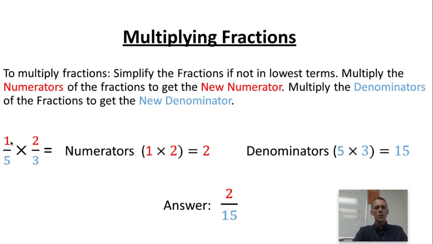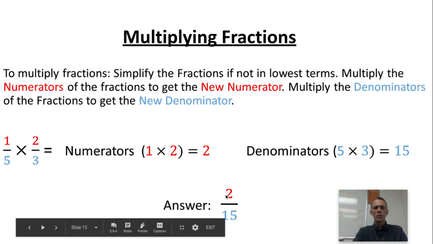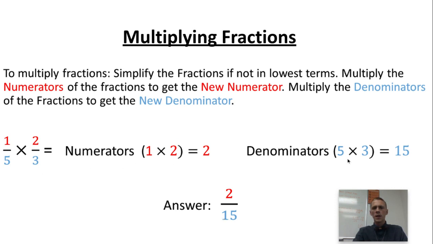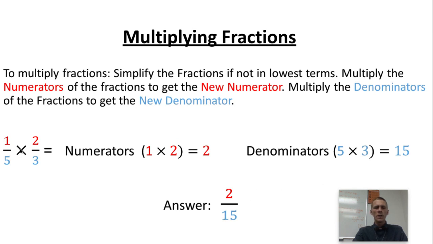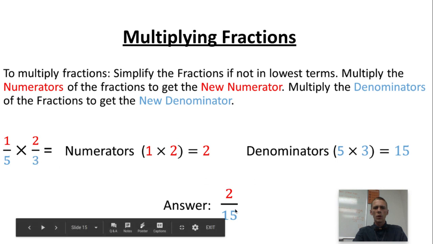What we're going to do is multiply our numerators together to get the new numerator. So 1 times 2 will give us 2. And then 5 times 3 will give us 15. So notice I put it here. Multiply your numerators together, multiply your denominators together, and your answer is going to be 2/15. So 1/5 times 2/3 is 2/15. And that is as easy as it is, everybody.